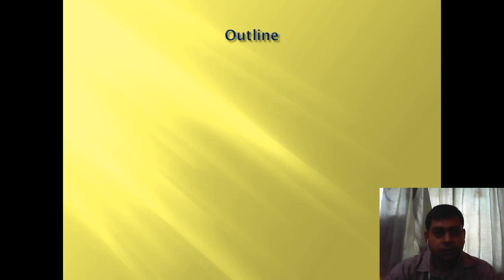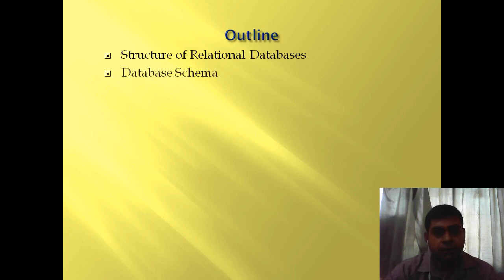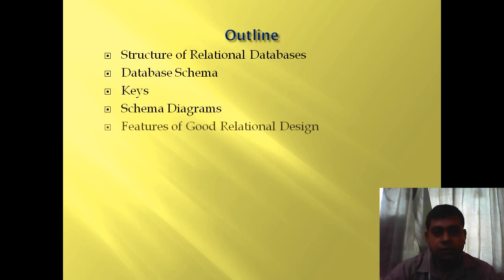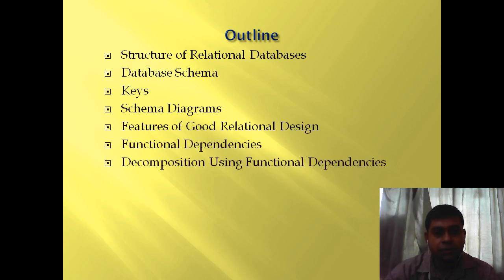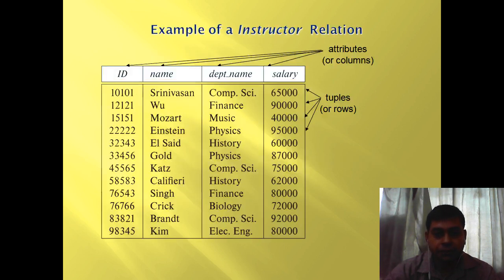In the first part, the following topics we are going to cover. First is the structure of relational databases, then database schema, then keys, schema diagrams, features of good relational design, functional dependencies, decomposition using functional dependencies, and what are the normal forms, then functional dependency theory.